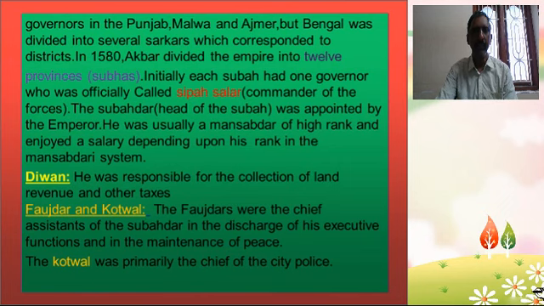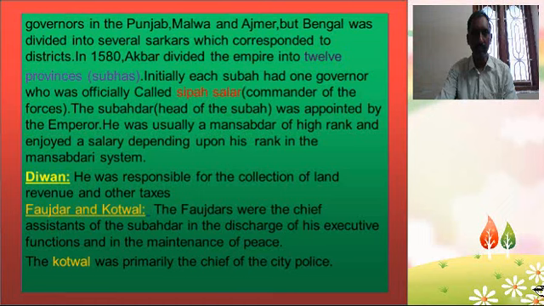In 1580, Akbar divided the empire into 12 provinces known as Subas. Initially, each Suba had one governor who was officially called Sipah Salar, commander of the forces. The Subadar, head of the Suba, was appointed by the emperor. He was usually a mansabdar of high rank and enjoyed a salary depending upon his rank in the mansabdari system.